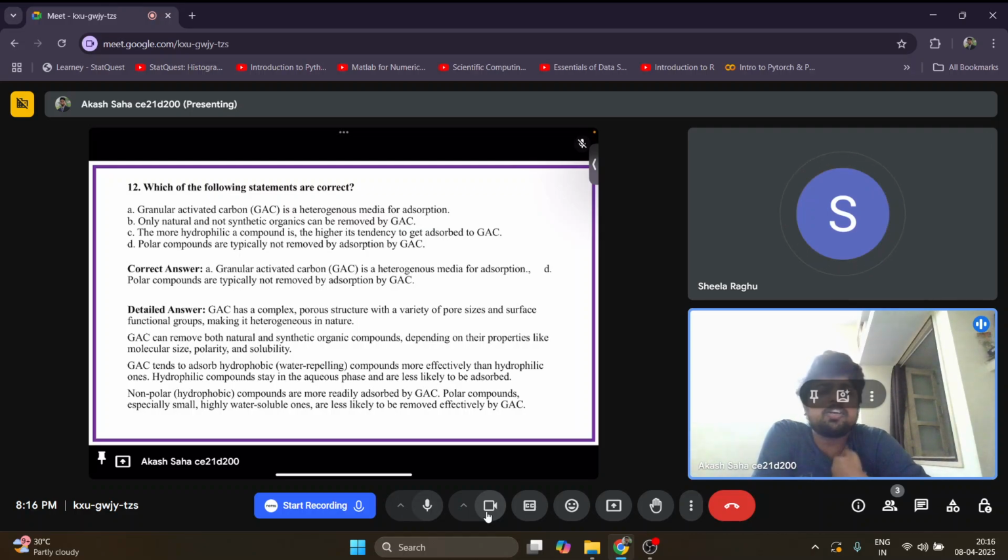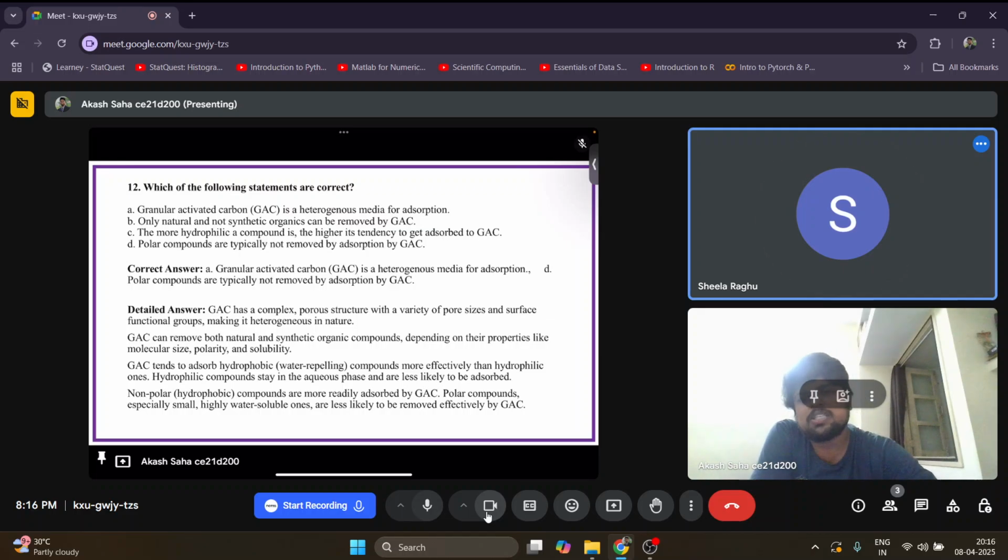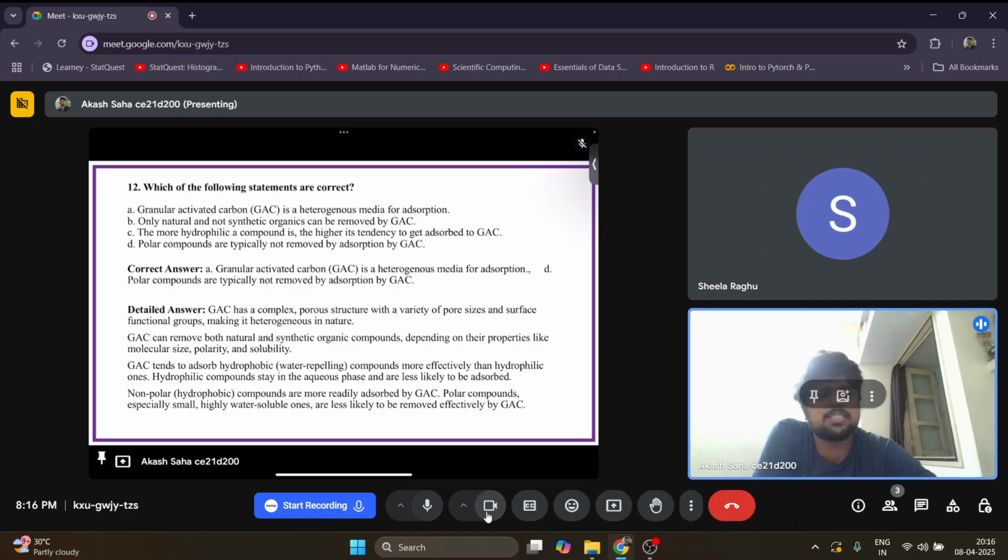So it is saying that only natural things will be absorbed, but that is not the case. Even synthetic things, if there is a proper molecular size, if it has a proper polarity, then definitely they also will get removed. So statement A is incorrect. It's false. Both natural and synthetic, based on the characteristics, can get absorbed and removed.